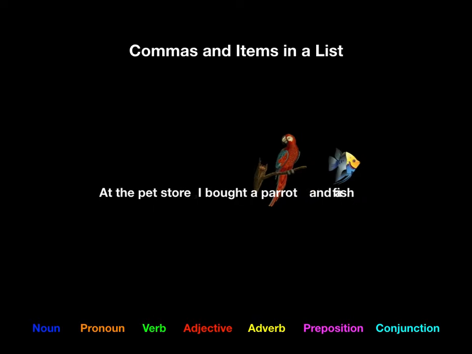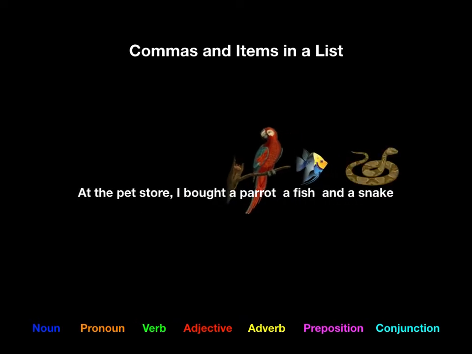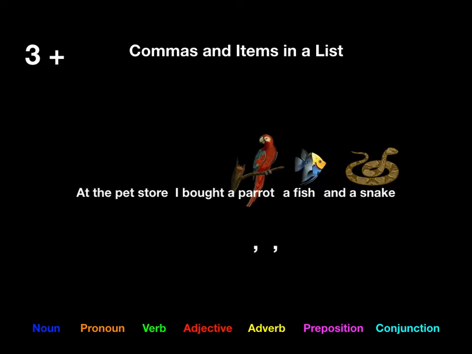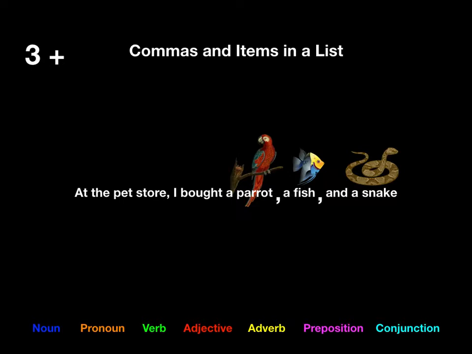For instance, if we bought a parrot, a fish, and a snake, we would have a minimum of 3 items. If we have 3 or more items, we need to place commas between those items. Within this example, we would have a comma after parrot and a comma after fish.